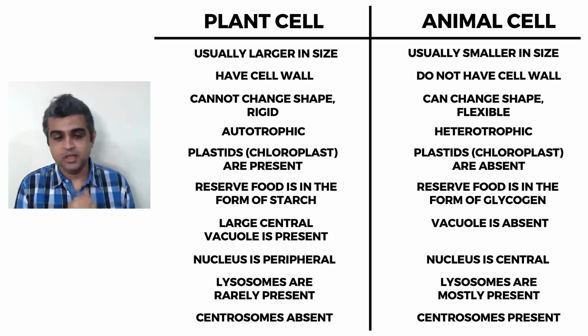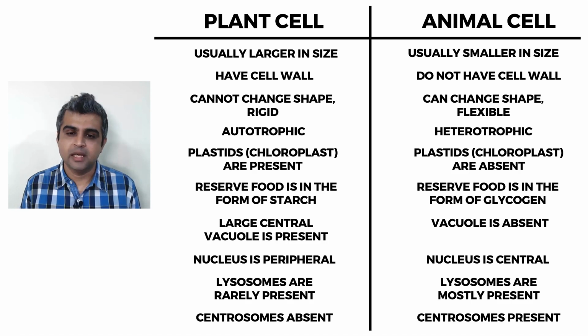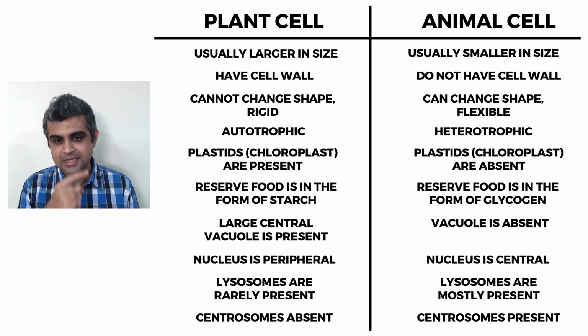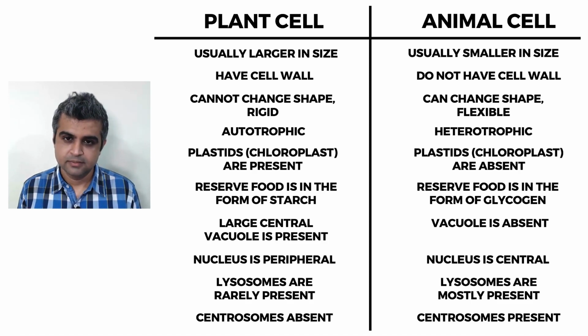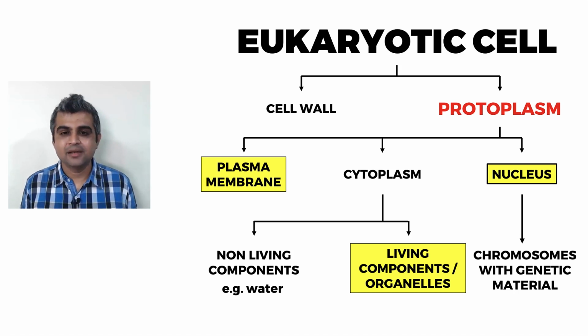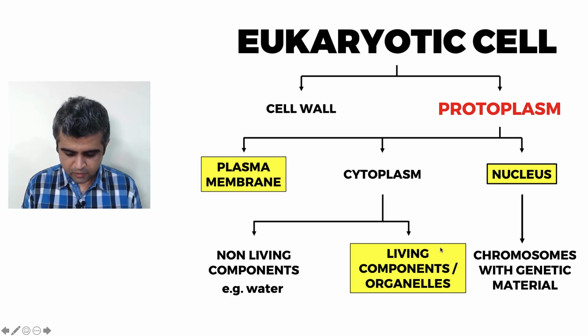So this, dear students, is the difference between a plant cell and an animal cell. The difference between the two main types of eukaryotic cells, plant cells and animal cells. I would want you to just take a screenshot of this right now so that you can use it for future reference. So that, dear students, finishes off the entire eukaryotic cell. Everything about the eukaryotic cell is now over. We have finished the nucleus, we have finished the living components or the organelles, we have finished the plasma membrane, and as of today, we have also finished the cell wall.